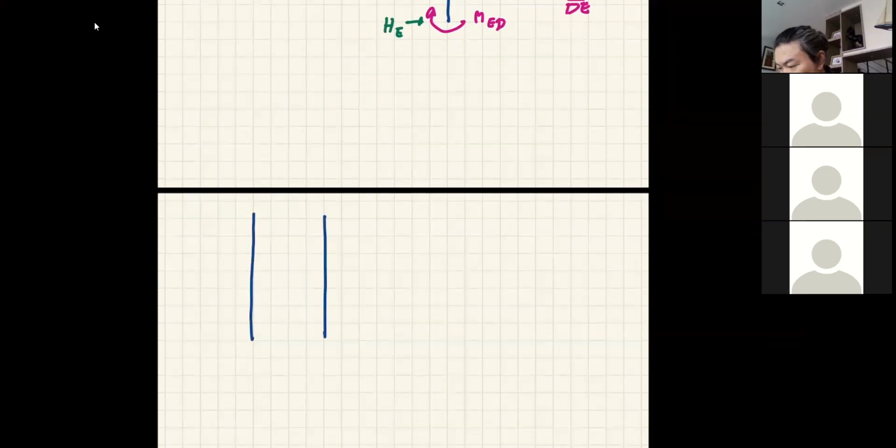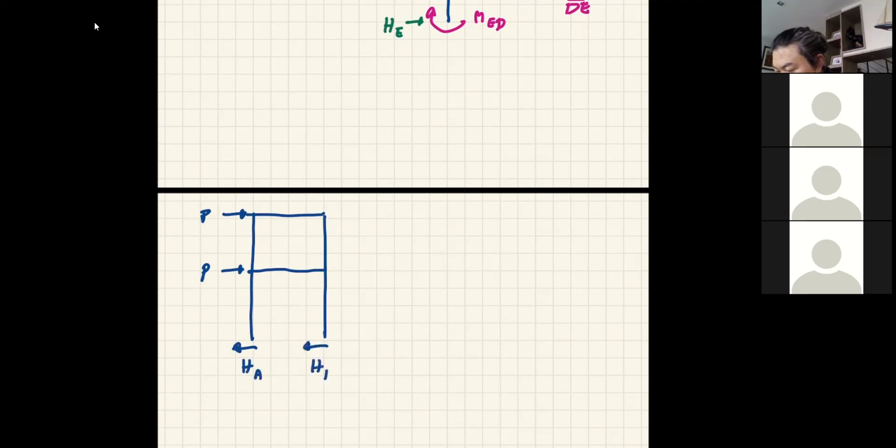The entire structure, of course. So you have P here, you have P here, and now you are going to have the HA and then the HF. So the equation here is going to be HA plus HF equal, plus maybe minus 2P, equal to 0.